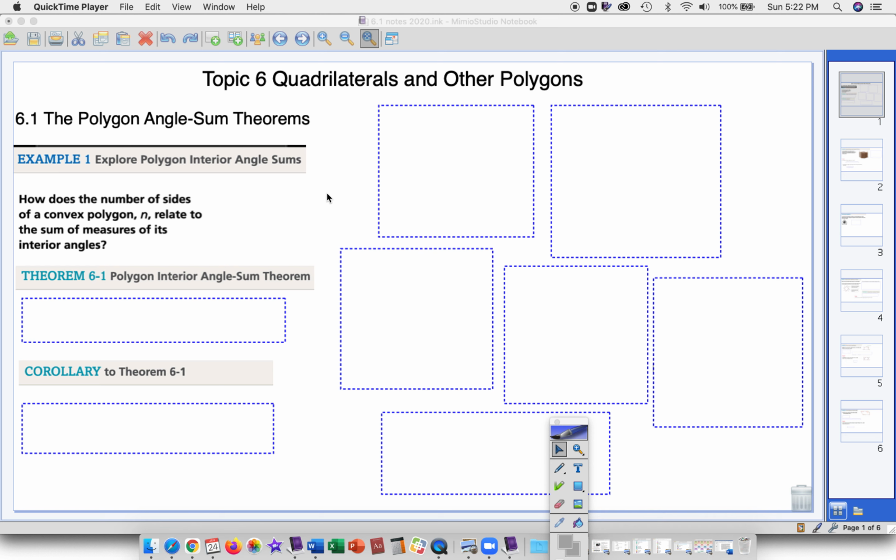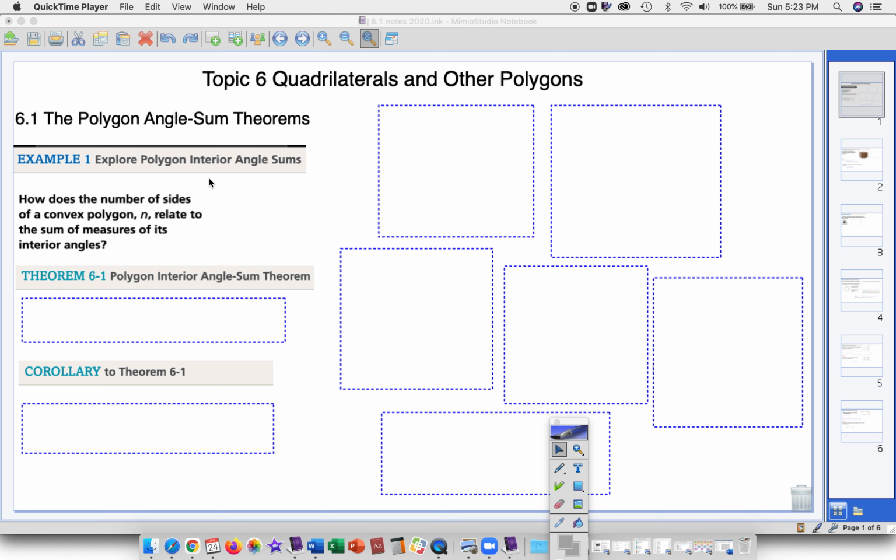Hello, geometry students, and welcome to topic 6, which is on quadrilaterals and other polygons. So we're going to start off with section 6.1, which is related to the polygon angle sum theorems.